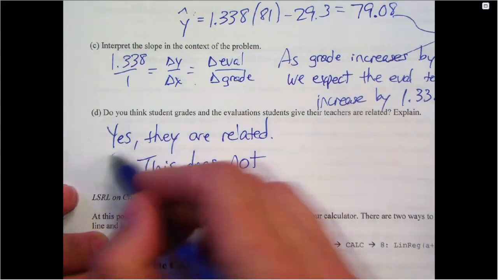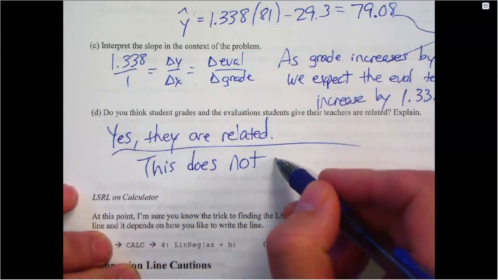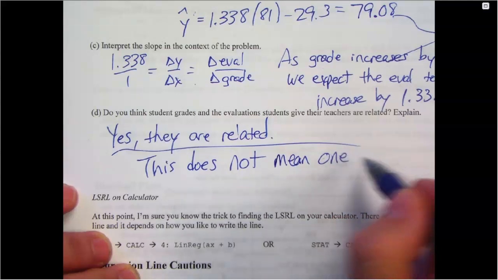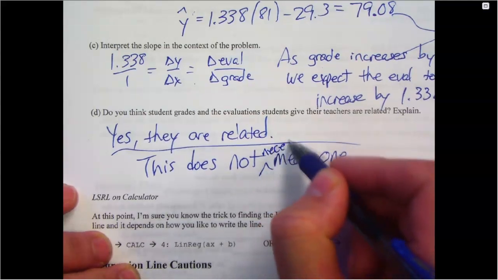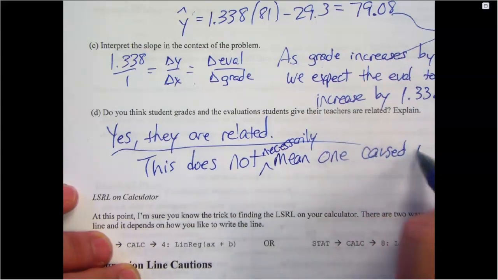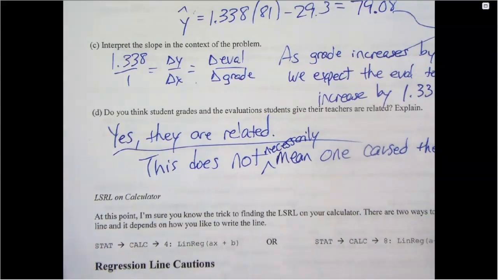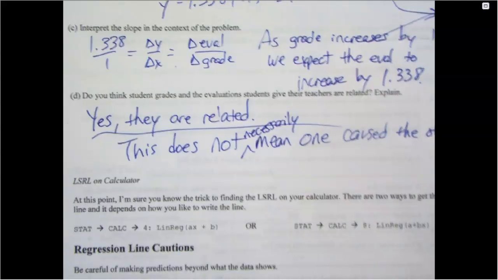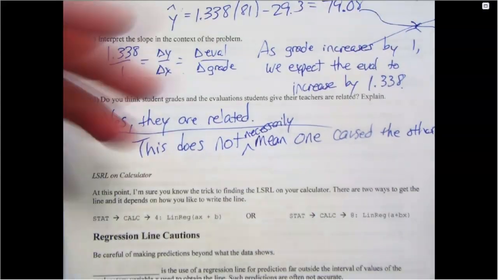Yes, they are related, but more importantly, this does not necessarily mean one caused the other. In this case, it probably did. Like when I was a student, if I had a better grade, I was probably more likely to give the teacher a higher evaluation. If I didn't do well, it obviously couldn't be my fault, right? It must have been the teacher's fault. So they got a poor evaluation.